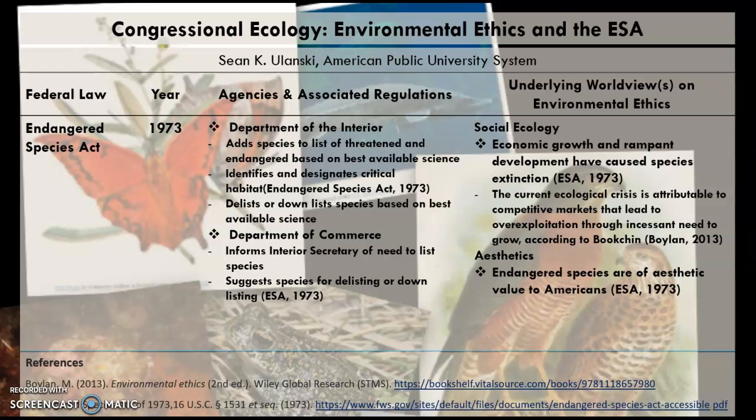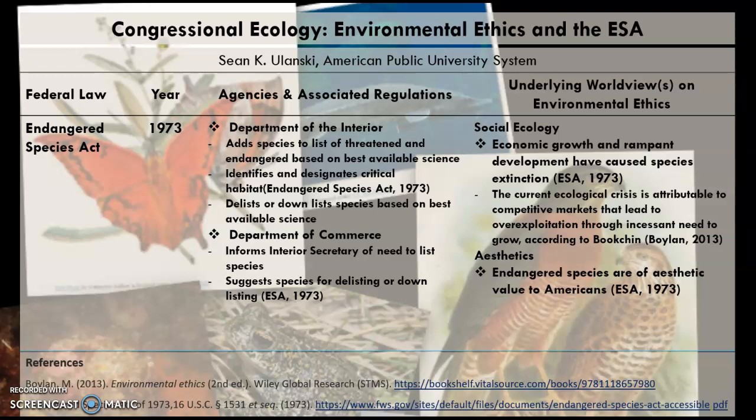So again, we're discussing the Endangered Species Act, which was passed by Congress in the year 1973. The Act is administered by the Departments of the Interior and the Department of Commerce, specifically the secretaries thereof. The Secretary of Interior holds responsibility for adding species to the list of threatened or endangered species based on the best available science. In addition to that, the Secretary is responsible for identifying and designating critical habitat, that being habitat that is essential to the persistence of the species.